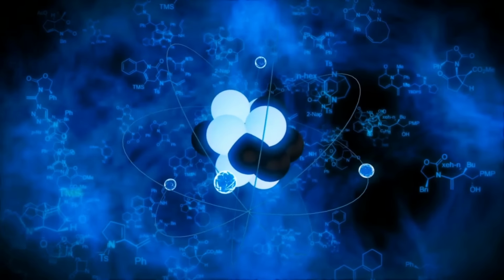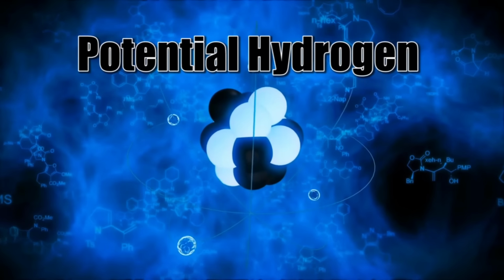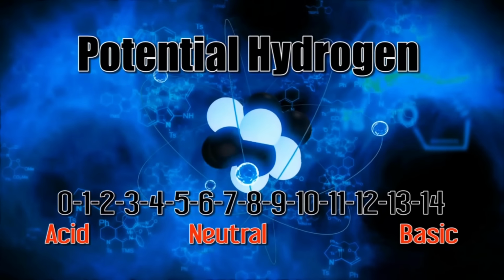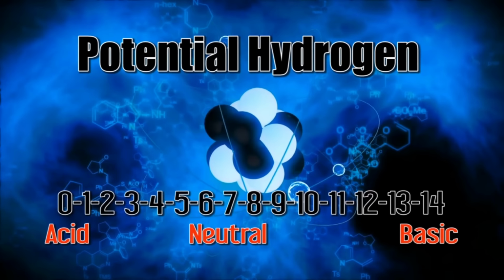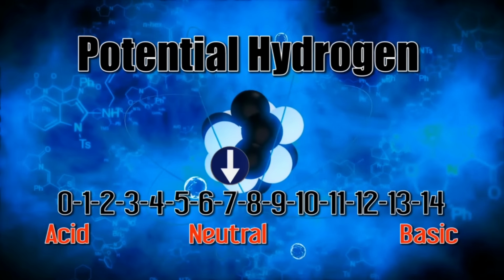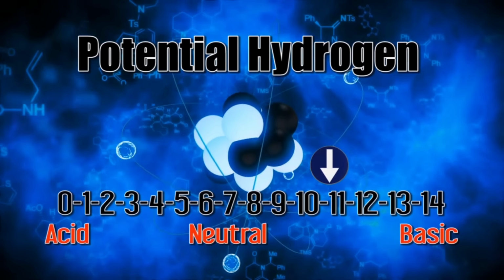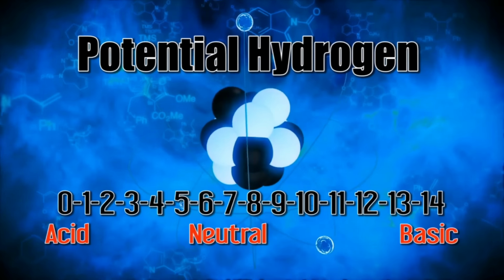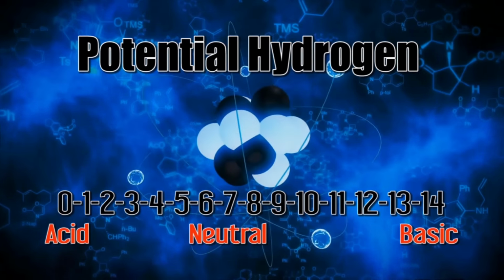pH is an abbreviation for potential hydrogen, and this is the measurement of acidity on a scale from 0 to 14, 0 being acid, 14 being basic, and 7 being neutral. The more hydrogen ions you have in your solution, the higher the pH. And I want you to keep this in mind. We'll come back to this in a bit.